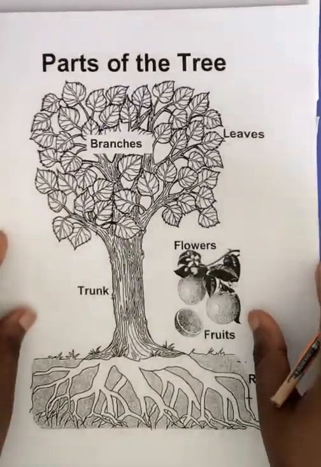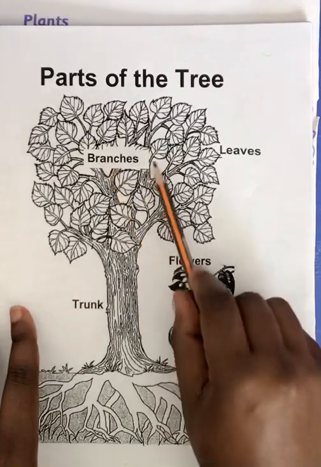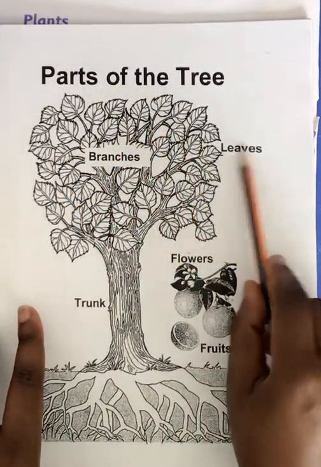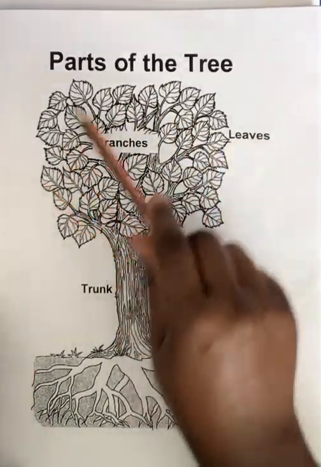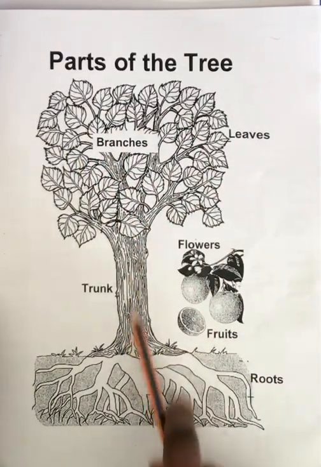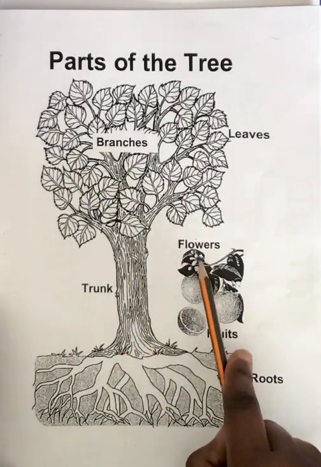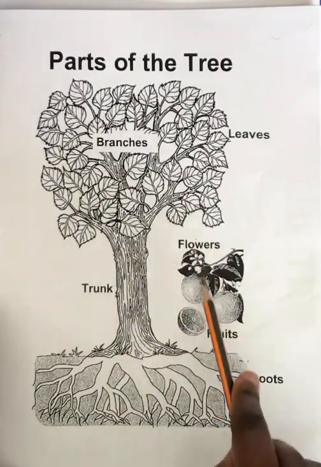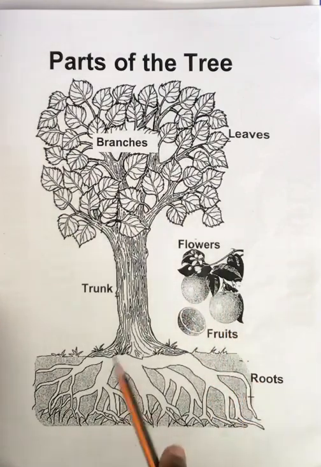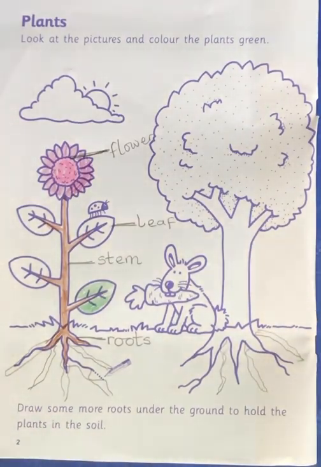This is also a tree. The tree has different parts, just like this. It has branches, different branches. It has leaves. These are the leaves, a lot of leaves. It has the tree trunk, this part of the plant we call the stem. It has flowers. These are the flowers. The tree produces some fruit, and the tree also has roots, just like the plants, the flowers have. Thank you.